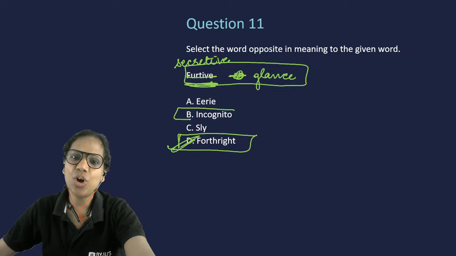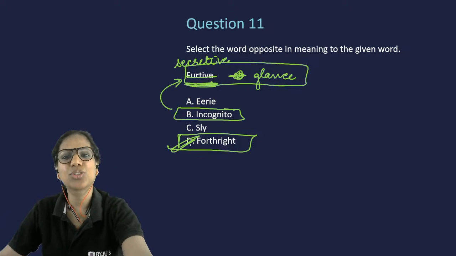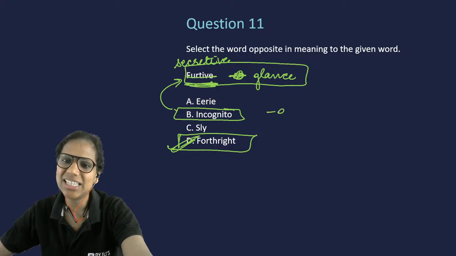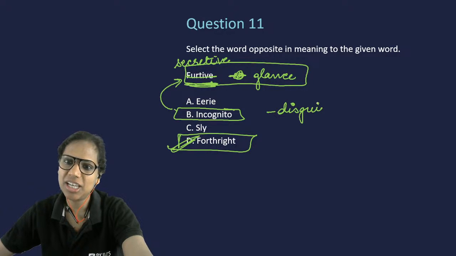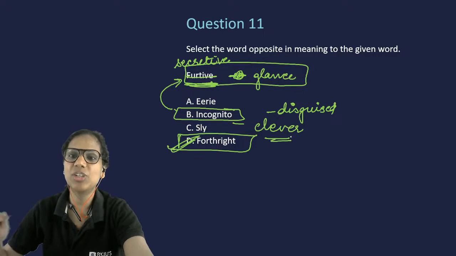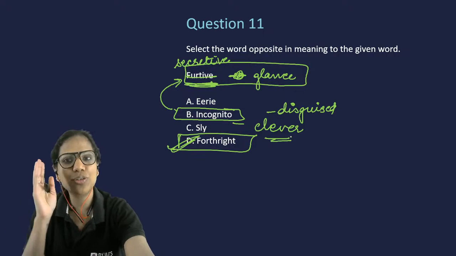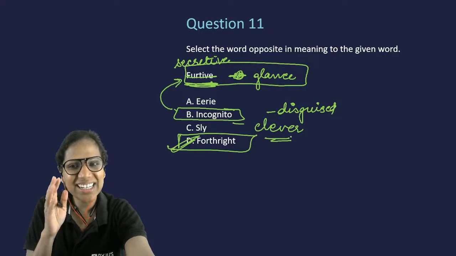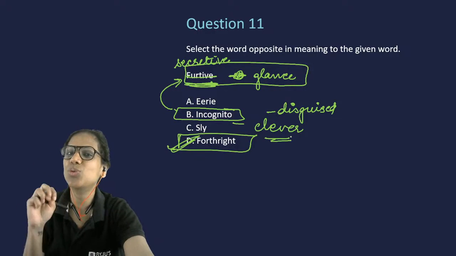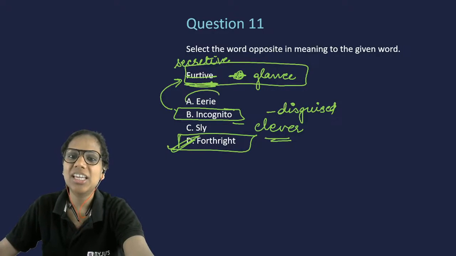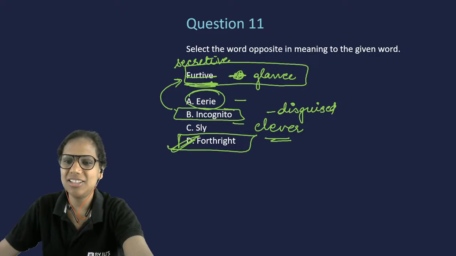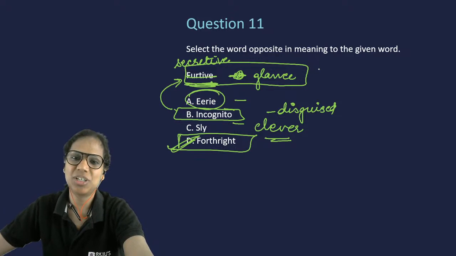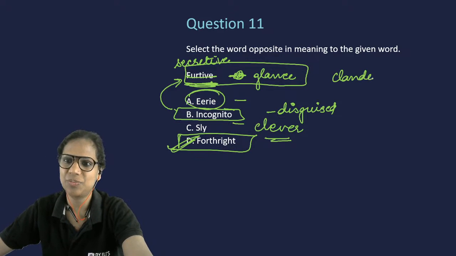Now, incognito again means secretive, right? It again means disguised. So this cannot be the answer. Sly again means clever, and sometimes when I use it in the sense of a glance, casting sly glances on someone is again looking at them in such a way that you don't want to be noticed. Eerie, eerie. There was an eerie silence. Yes, clandestine is a synonym. Correct.